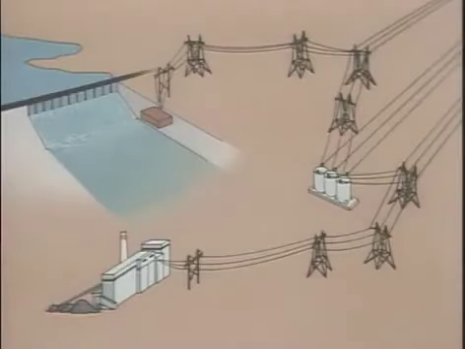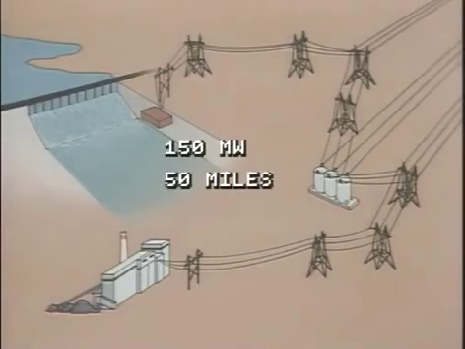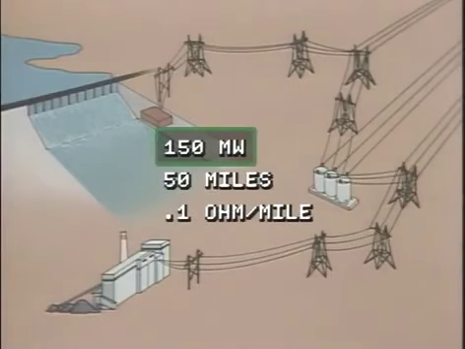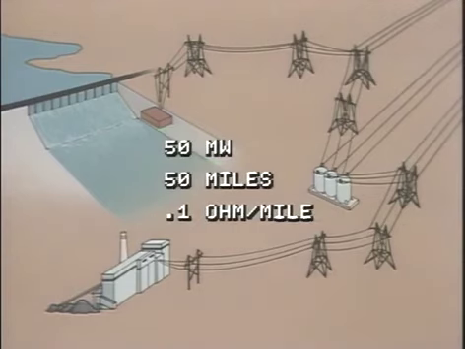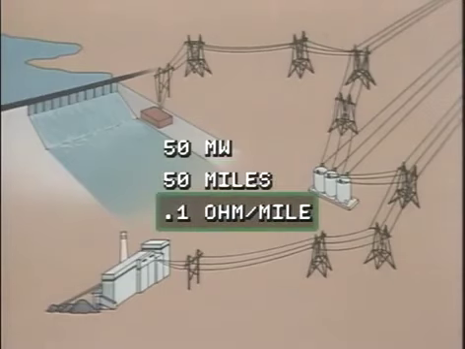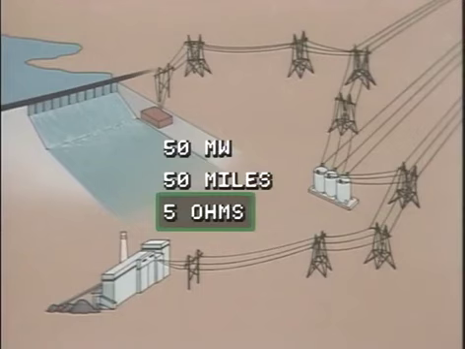This illustration represents our 2 transmission systems. Each power plant generates 150 megawatts of power. Keep in mind that the power in each phase actually varies all the time. However, for simplicity, we'll consider one specific point in time when the power in each phase is 50 megawatts. Both systems run for 50 miles, and each phase has a resistance of 0.1 ohm per mile, which totals 5 ohms of resistance per phase.